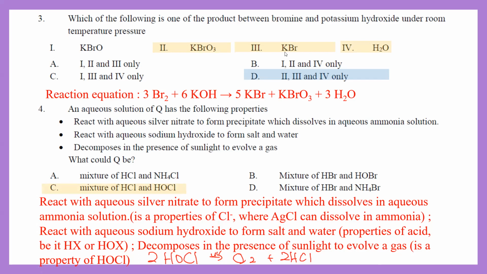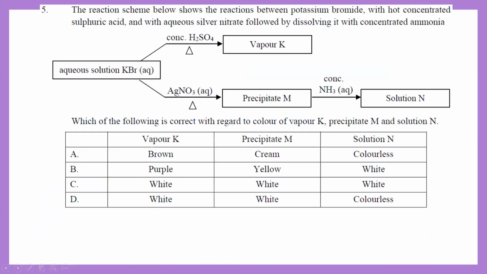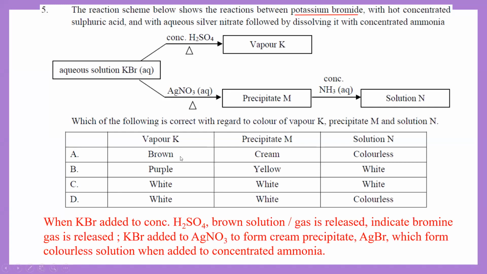Okay, then immediately we go to question number 5. So question number 5 sounds like this. The reaction scheme below shows the reaction between potassium bromide with concentrated sulfuric acid and with aqueous silver nitrate, followed by dissolving in concentrated ammonia. So you first react potassium bromide, you give a vapor K. Then you react with AgNO3 to form precipitate M, and then concentrated NH3 to form solution N. So the question already highlighted saying that it is potassium bromide. So you will expect the vapor to be what color of vapor? It will be brown vapor. Okay, the color of the vapor is brown color.